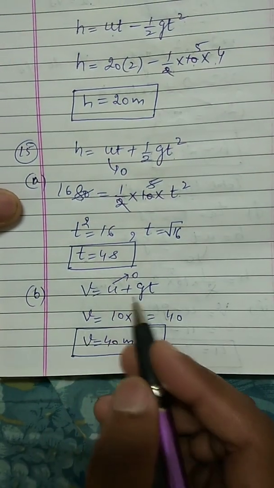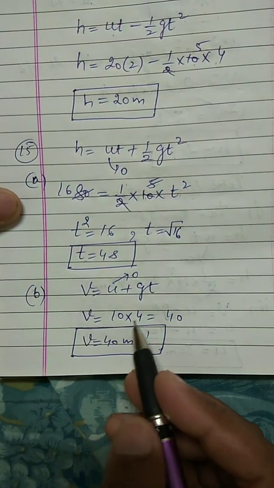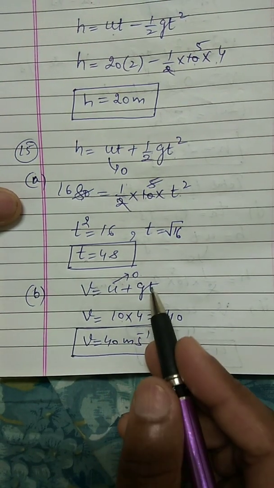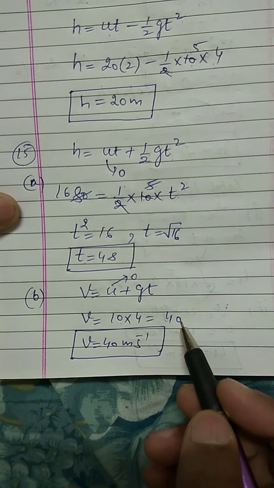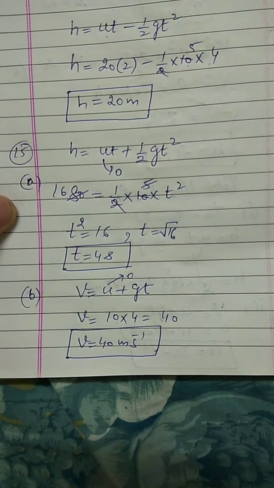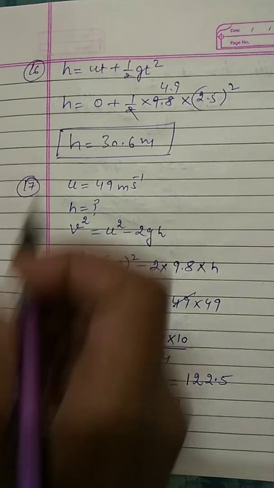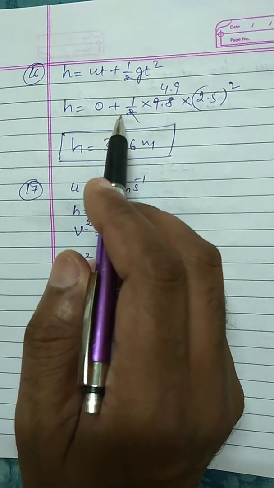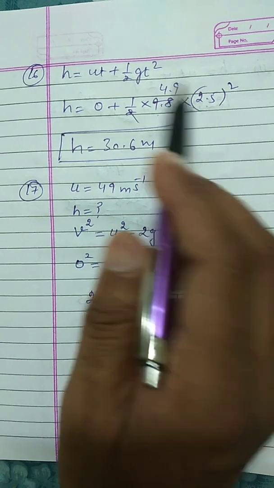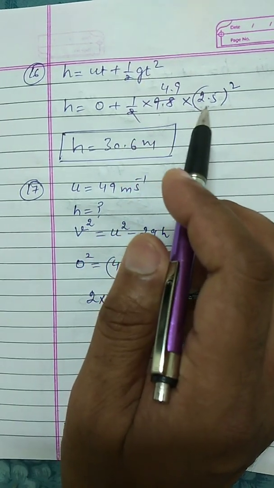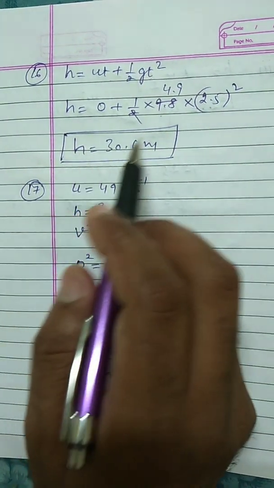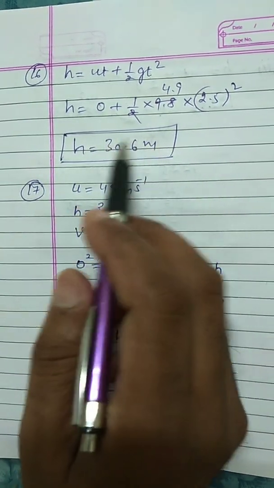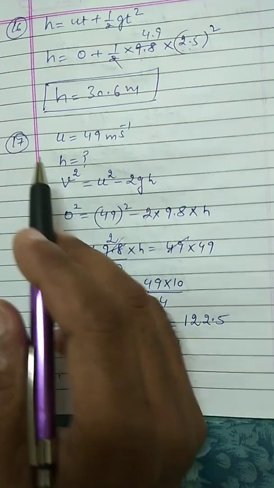So v is equal to u plus gt, v is equal to gravity is 10, this is 0, u is 0, so time is 4 from here, so v is equal to 40 meter per second. 16, h is equal to ut plus half gt square. H is equal to 0 plus half into 9.8 into time is 2.5, so take square of that. After solving this you will get h is equal to 30.625, approximately 30.6 meter.